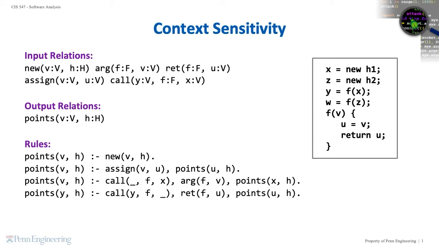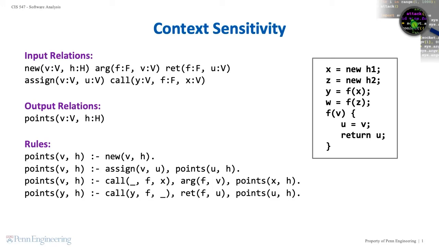The rules we have defined so far correspond to what is called a context-insensitive pointer analysis. That is, an analysis that conflates points-to information across different calls to the same function. This in turn results in a loss of precision. To achieve a more precise analysis, we introduce context sensitivity.